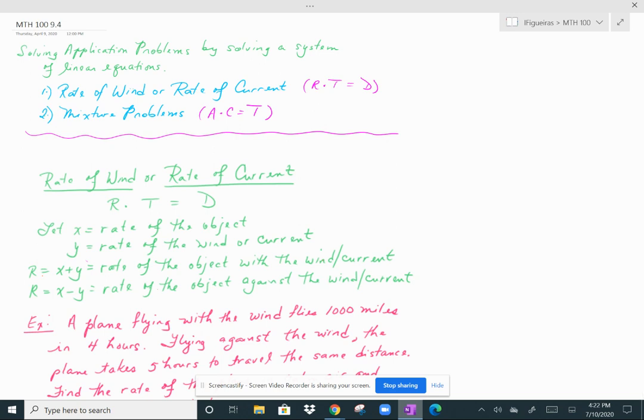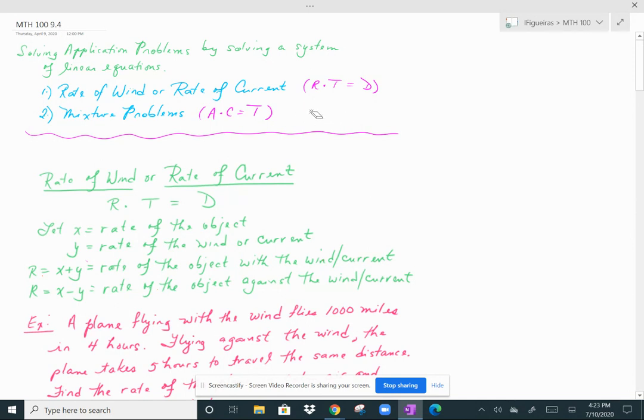Hi, this lesson is about solving application problems by using systems of linear equations. So we're going to focus on two types of problems. These are called rate of wind or rate of current word problems, and we'll be using a familiar formula, rate times time equals distance. And the other one are mixture word problems, which again uses a familiar formula, amount times cost equals total.